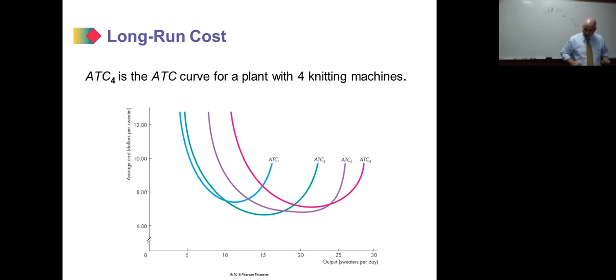So what shape do we observe for each short run average total cost curve? We'll say they're U-shaped. For each short run average total cost curve, the larger the plant, the greater the output at which average cost is lowest. What's the average cost of 13 sweaters?